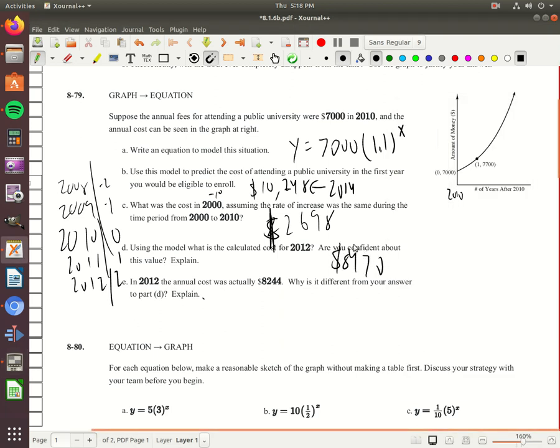And the question is, how confident am I? Well, when this book came out, apparently in 2010, I wasn't very confident. But now I could easily go back and see how accurate that prediction was, but I don't choose to. The point is, when you're making a prediction, you only have so much confidence, which isn't super high. Now, in 2012, the annual cost was actually $8,244. Why is it different? Well, apparently the cost of college didn't rise as much as we had predicted.